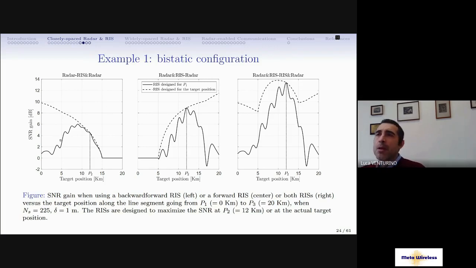Okay. The center plot is the same as the left plot, but now we are using the RIS at the transmit side, so we have similar conclusion as before. And the right plot is where we use the RIS at both sides of the system. So clearly, in this case, we can get the largest possible gains.